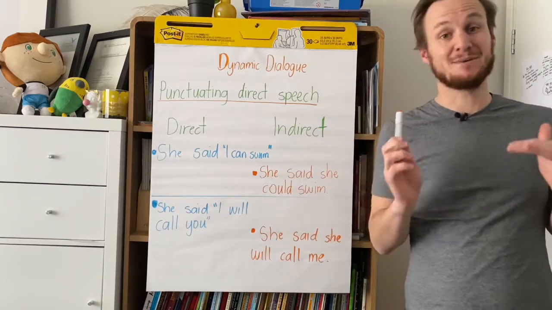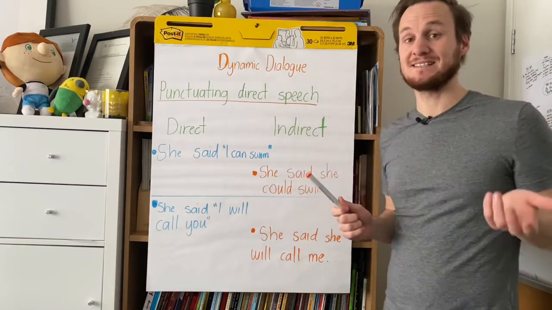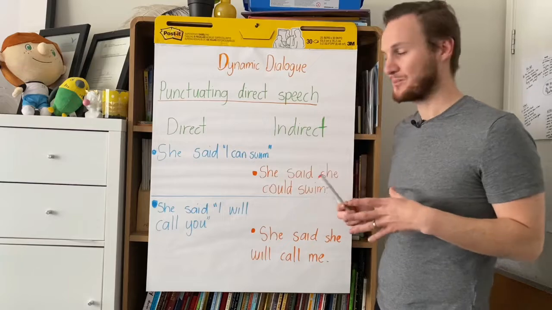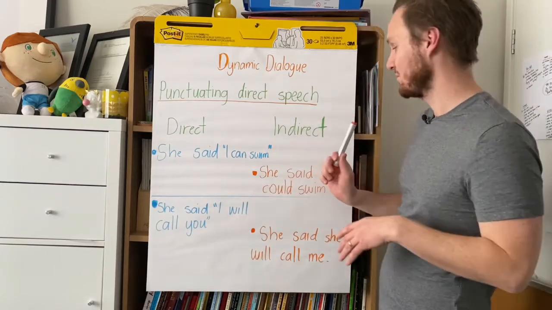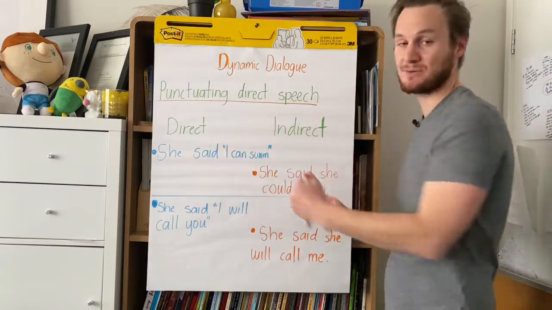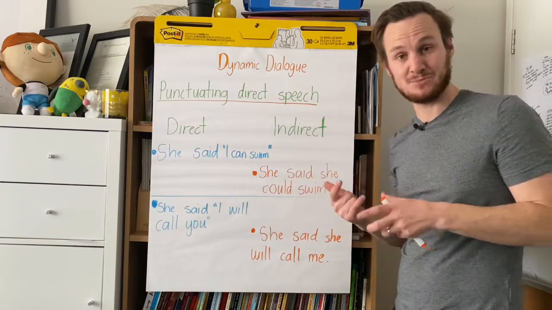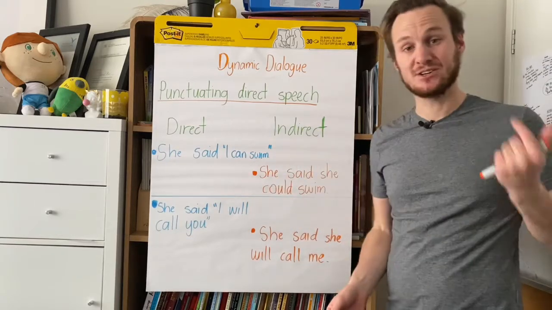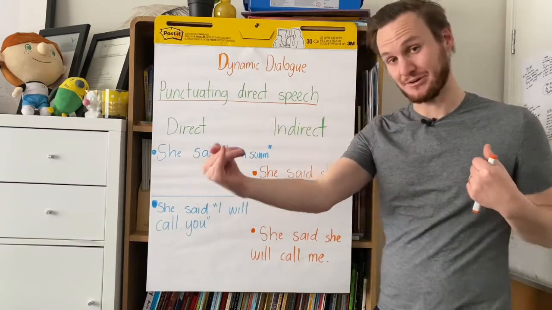Direct speech is that you're actually quoting someone. And indirect speech is you're reporting on what they said. So for an example, direct speech would be, she said, "I can swim." I'm quoting her. So you need quotation marks because it's exactly what they said. Whereas indirect speech, you don't need speech marks because you just said, she said she could swim. So you're reporting what she said, but you're not actually quoting her.